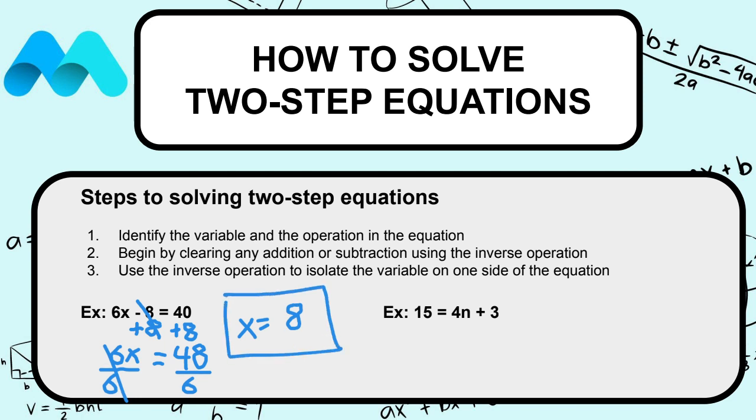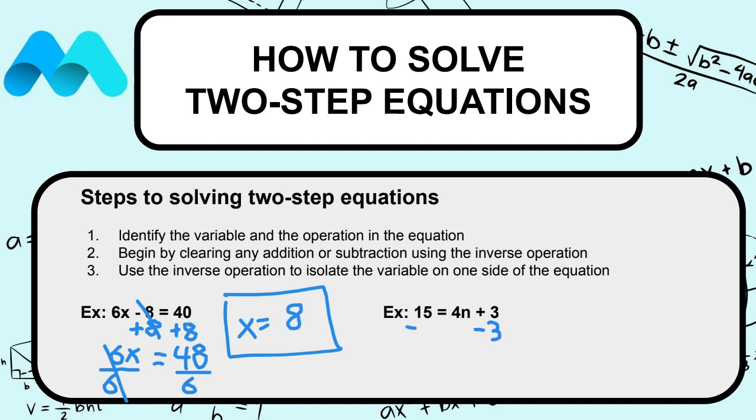Now, let's look at our second example, which is 15 equals 4n plus 3. So step number one, again, we are going to identify the variable and the operation in the equation. The variable is n, and the operation is addition. Okay, we've got those identified. Now on to step two. We need to clear it using the inverse operation. So the inverse in this one is subtraction, right? Because our initial one is addition, so we have to subtract. That's different, right? It's the opposite of what we did in the first example.